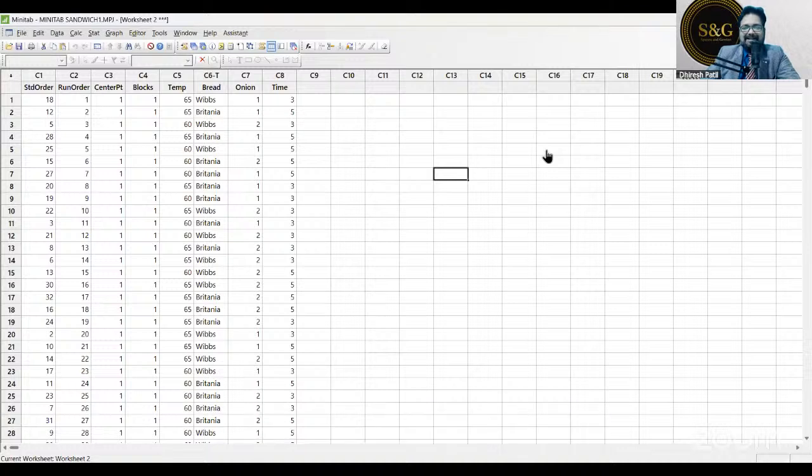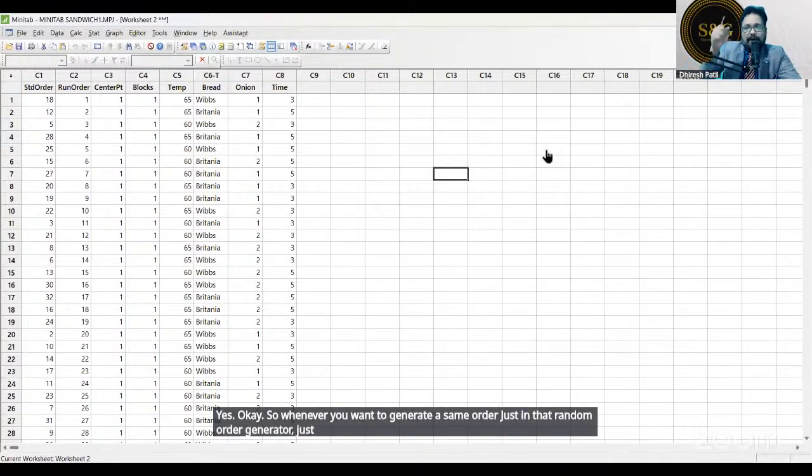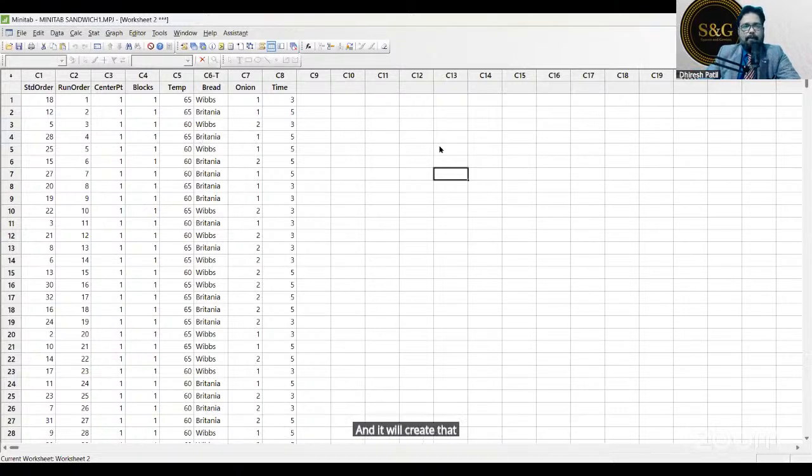Yes. Okay. So whenever you want to generate the same order, just in that random order generator, just keep the same number and everybody will generate, because the same algorithm will get triggered and it will create that. Okay. Now let's go back. Let's go back. Just a simple trick.